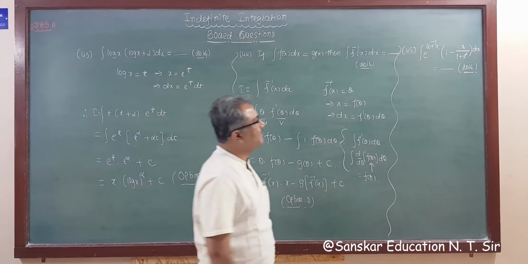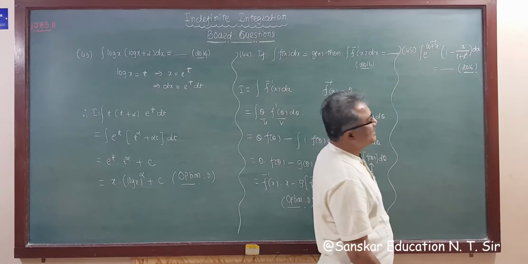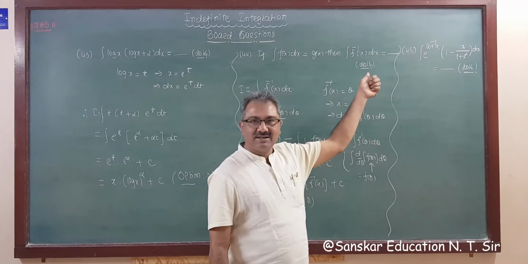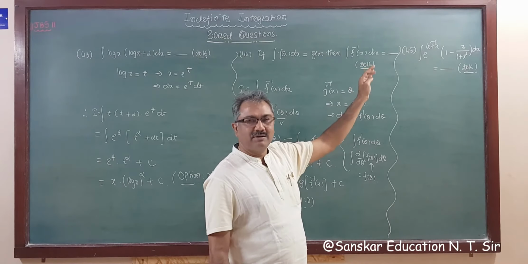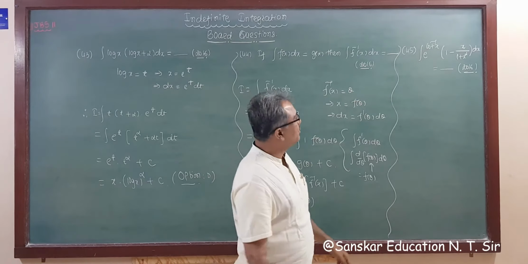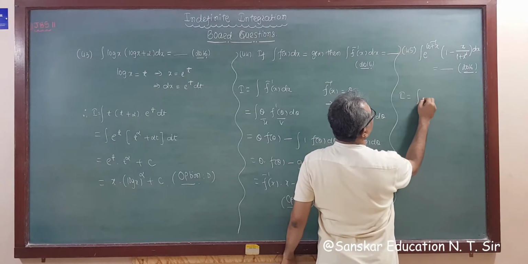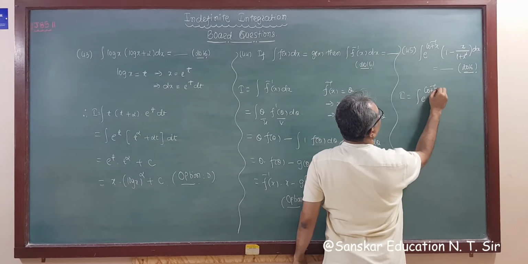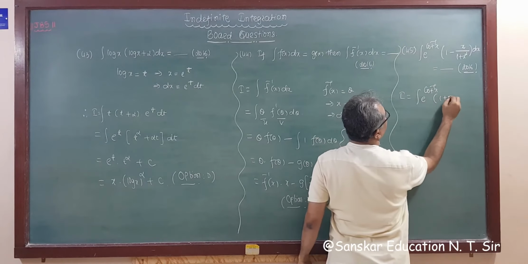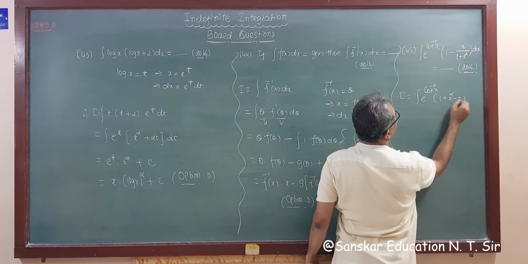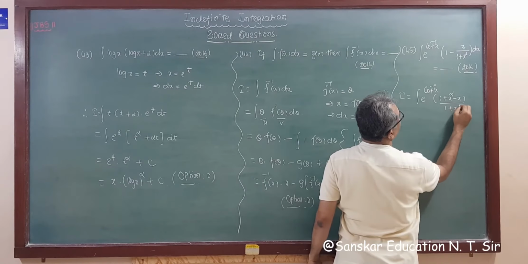Next question is question number 45. e raised to cot inverse x. We did this type of question, cot inverse 1 upon x, right? But here it is given cot inverse x. So if we take the LCM here, what we get? I is equal to integration of e raised to cot inverse x, into (1 plus x square minus x) whole upon 1 plus x square dx.